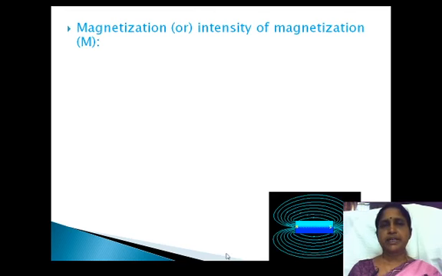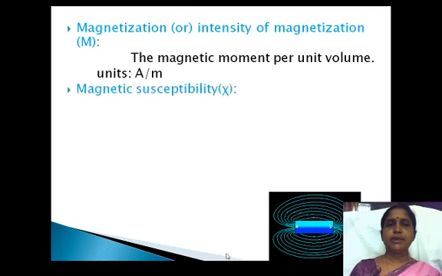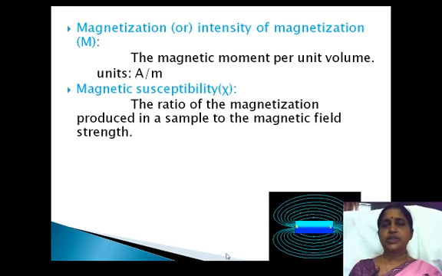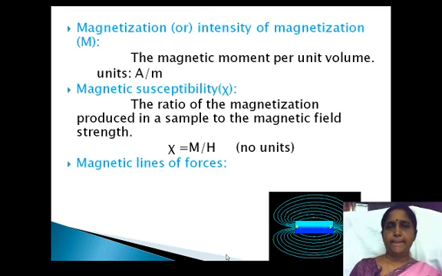Magnetization, or intensity of magnetization: the magnetic moment per unit volume is called the magnetization. The unit of magnetization is ampere per meter. Susceptibility: the ratio of the magnetization produced in a sample to the magnetic field strength is called magnetic susceptibility. There are no units. The susceptibility equation is chi is equal to M by H.